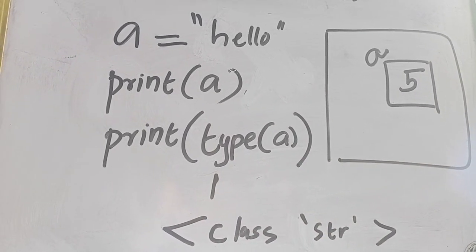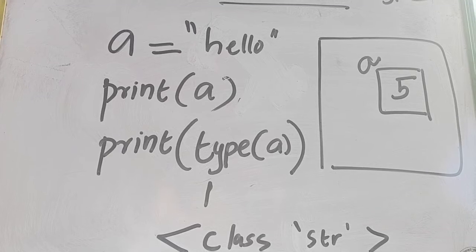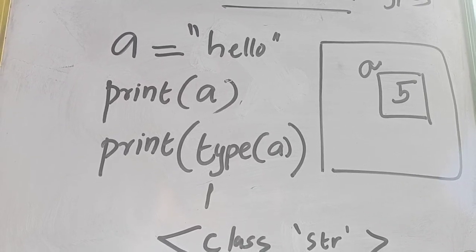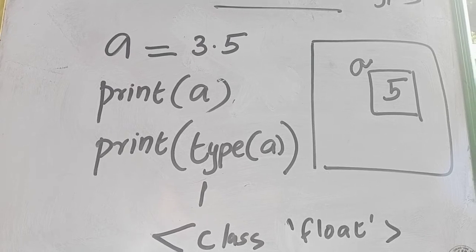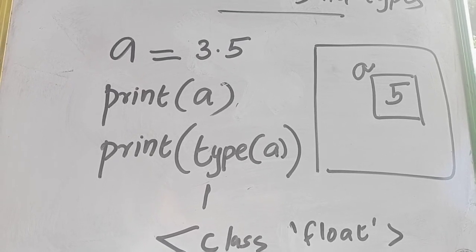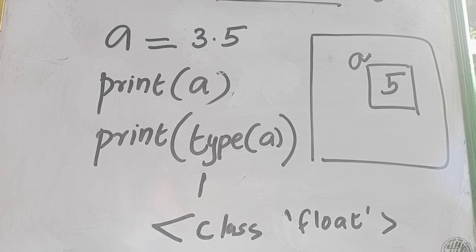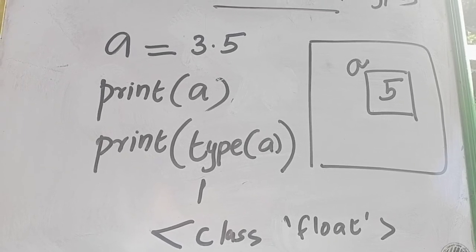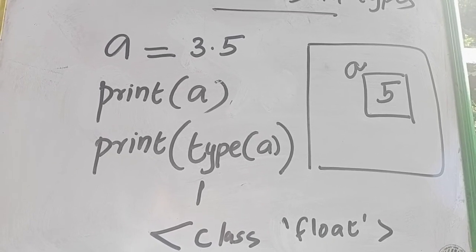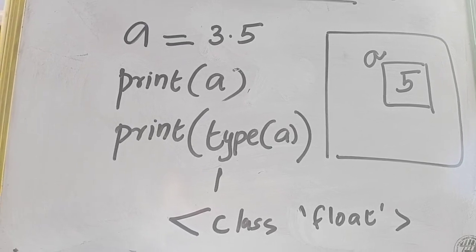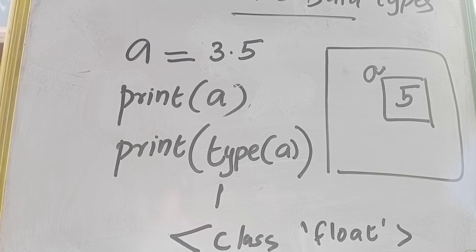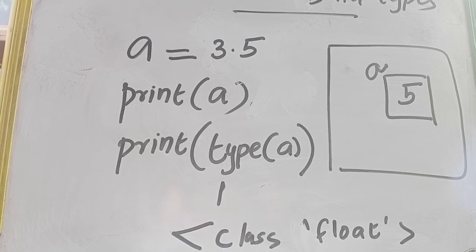Str is the type. Suppose if it is a decimal value, I will tell you how it is. Wait. See here, a equal to 3.5. Print of a means the value is 3.5 itself, right? Print of type of a means it will tell you the type of your variable a. So what is the type of the variable a? It is a decimal value, right? So the type is nothing but float, okay, float. So I want to tell you one more thing.